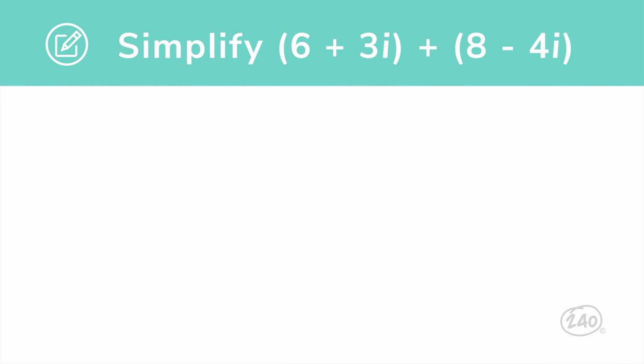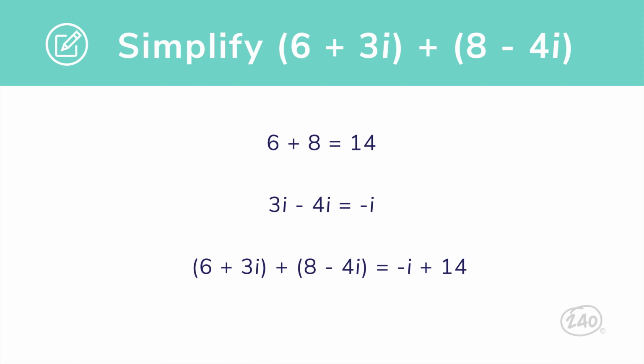Now, let's try a sample problem, similar to what you might see on your exam. Simplify the quantity of 6 plus 3i added to the quantity of 8 minus 4i. The real parts of both numbers can be combined. The imaginary parts of both numbers can be combined as well. And remember, we can treat it like any other variable. So 6 plus 8 equals 14, and 3i minus 4i equals -i. Since we can't combine terms any further, we're left with -i plus 14 as a final answer.